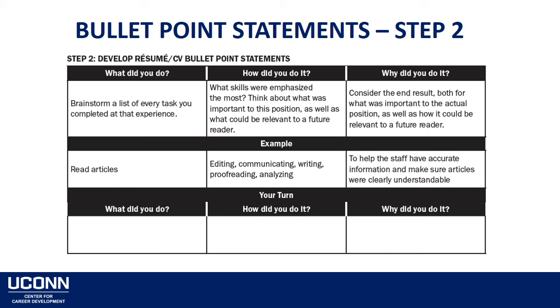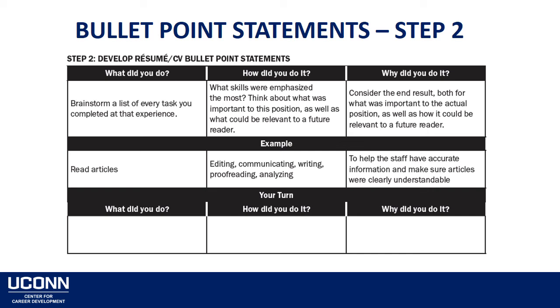I would consider communicating, writing, and analyzing to be transferable skills, while editing and proofreading are industry-specific skills in Jonathan Husky's publishing industry. The why is, why did you do it? What was the result or the importance of the task you held? How did it lead to a positive outcome for the organization? The example says to help staff have accurate information and make sure articles were clearly understandable.